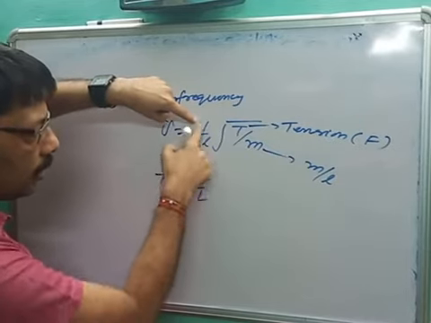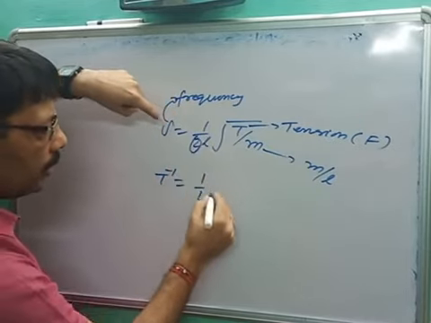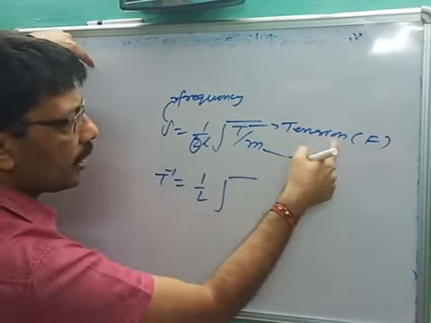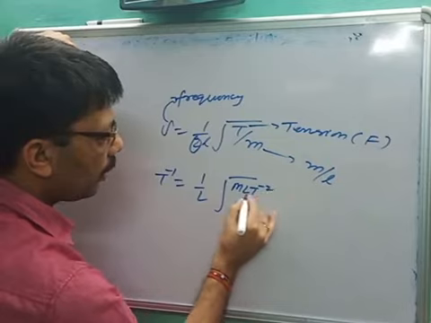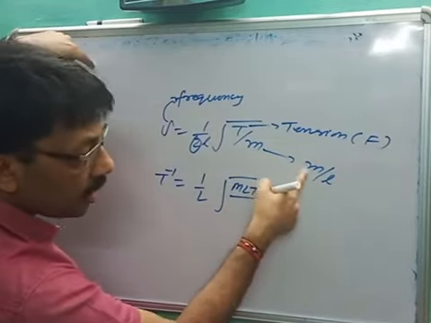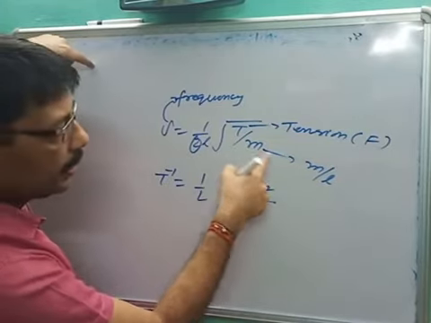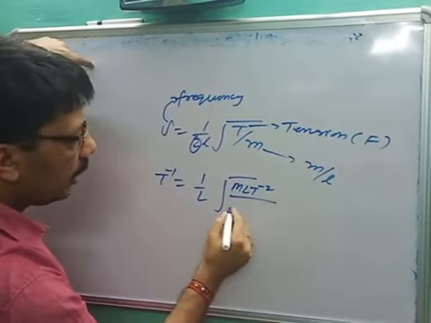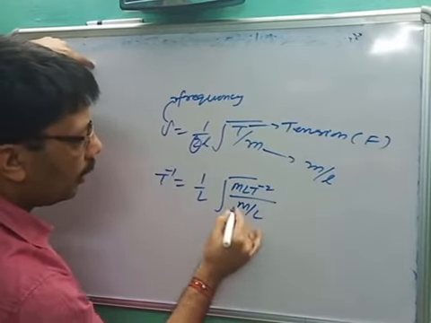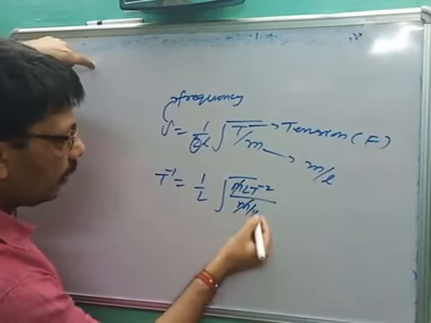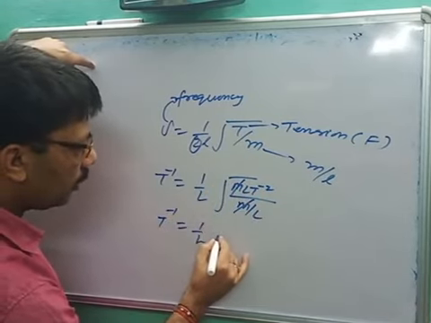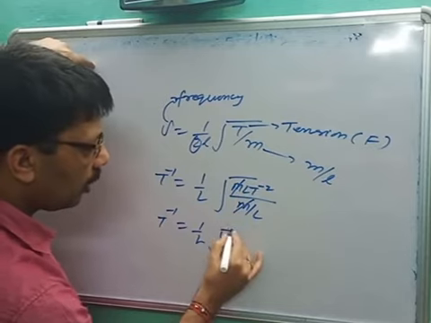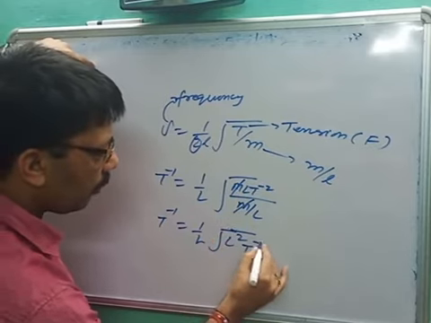is equal to 1 upon L. 2 is not a physical quantity. 1 upon L under root T for tension. Tension is equal to force, it becomes M L T to the power minus 2 upon M for mass per unit length. M is not mass, it is mass per unit length of string. It becomes M upon L. M cancels out. It will go up. T to the power minus 1 is equal to 1 upon L under root, it will go up, it comes L squared T to the power minus 2.